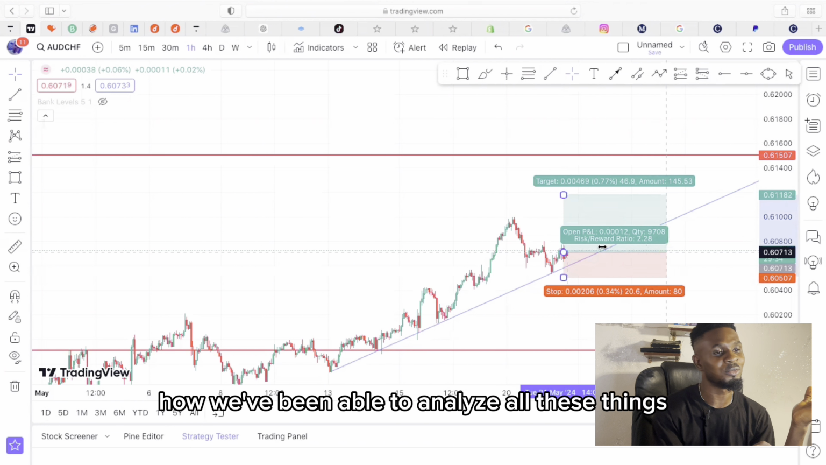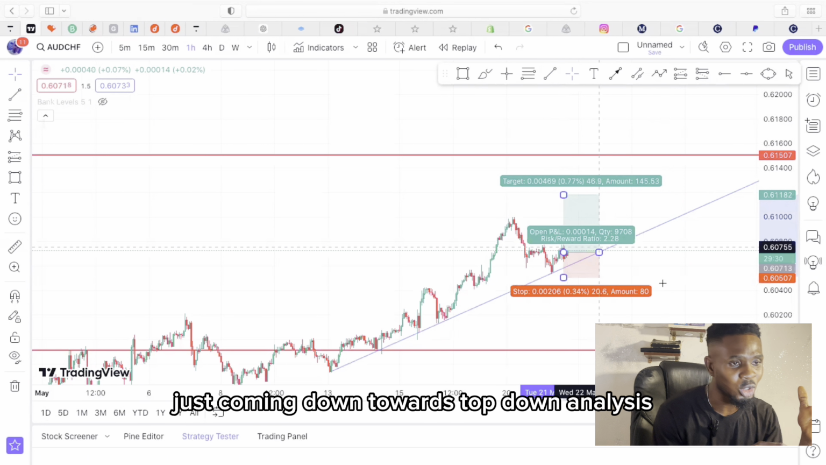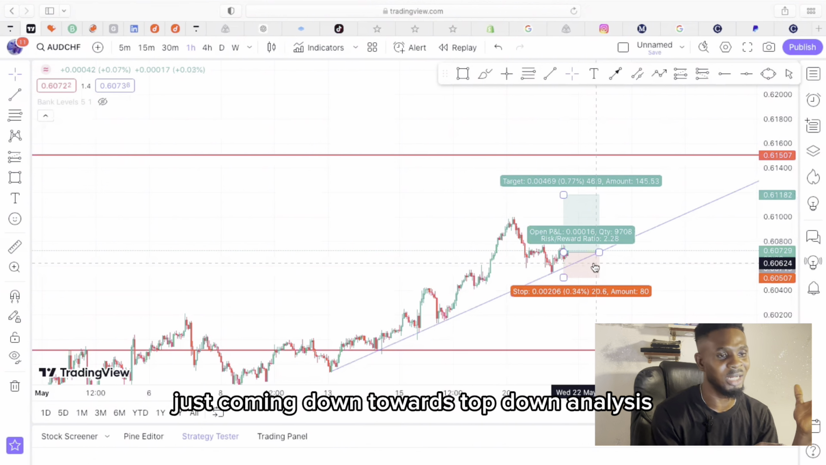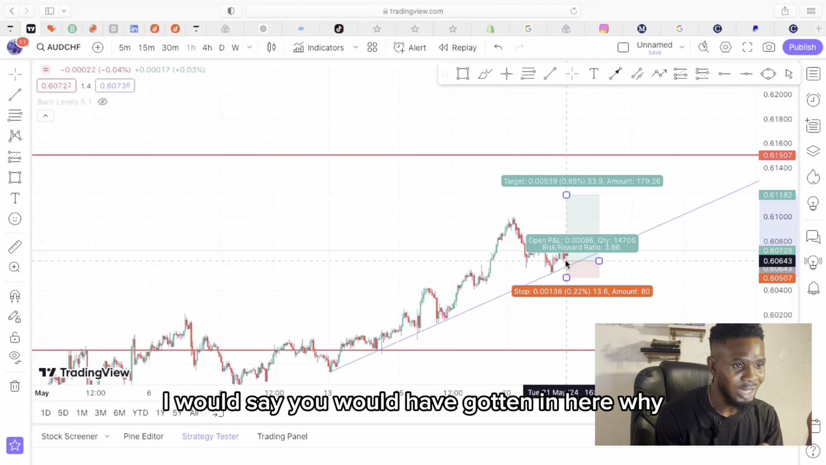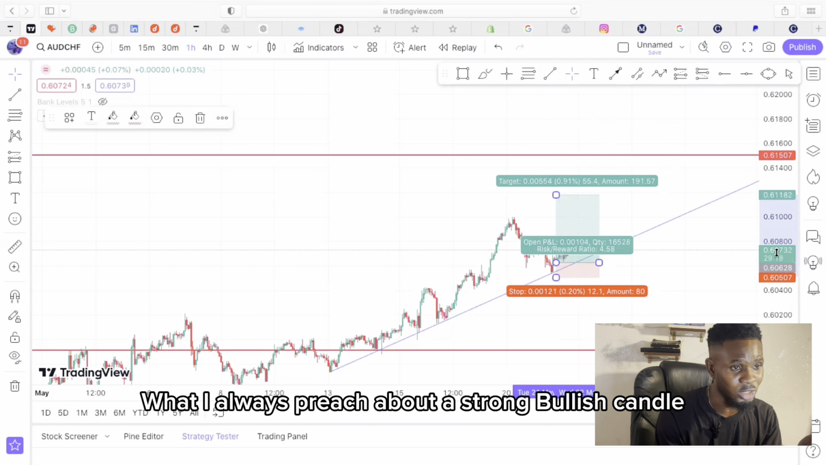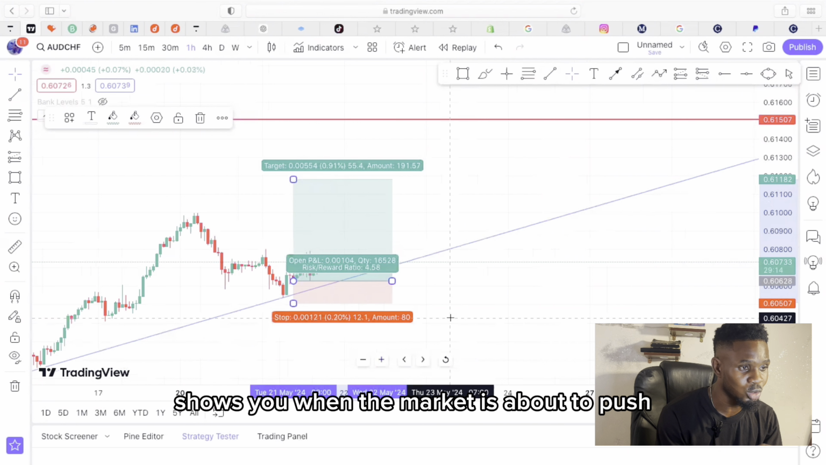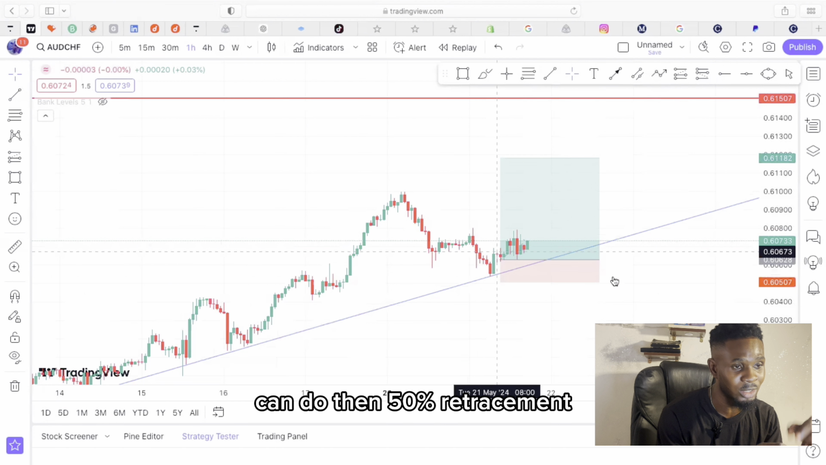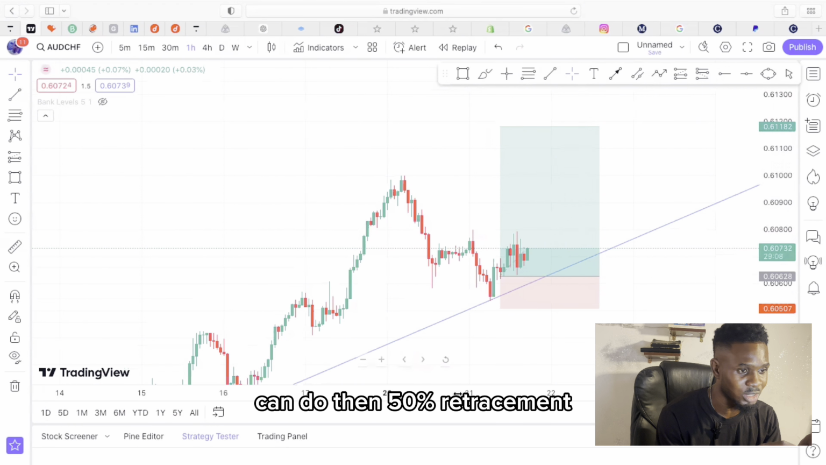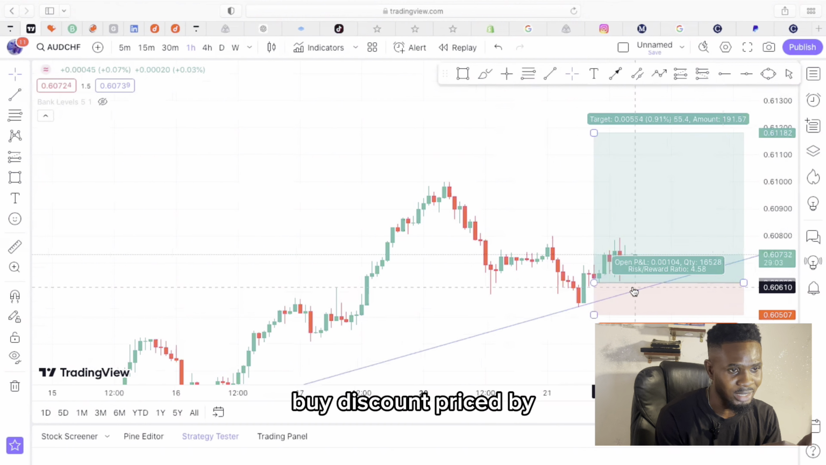Now, you see how we've been able to analyze all these things by what? Just coming down to top-down analysis. And if you're a day trader, I would even advise you getting in here. Why? Because we had what I always preach about, a strong bullish candle. A strong bullish candle shows you when the market is about to push. You can see strong bullish candle, then 50% retracement. Always wait for that 50% retracement. It gives you a discount price to buy.